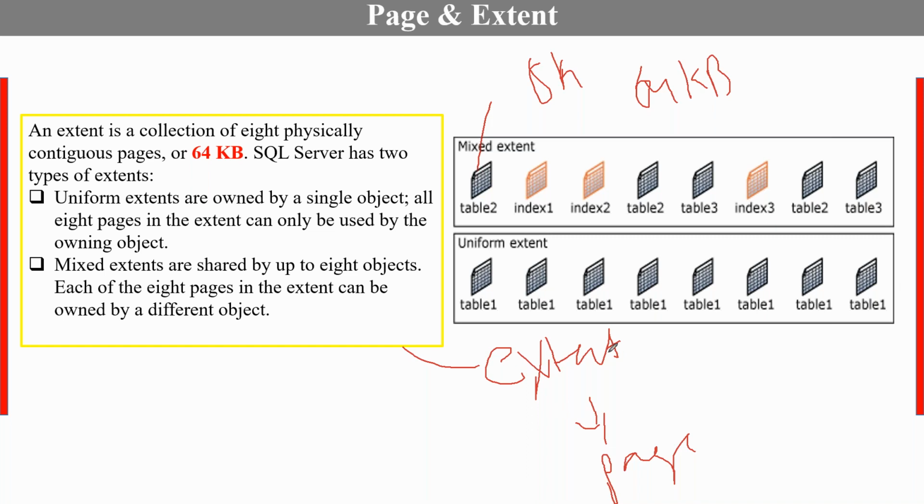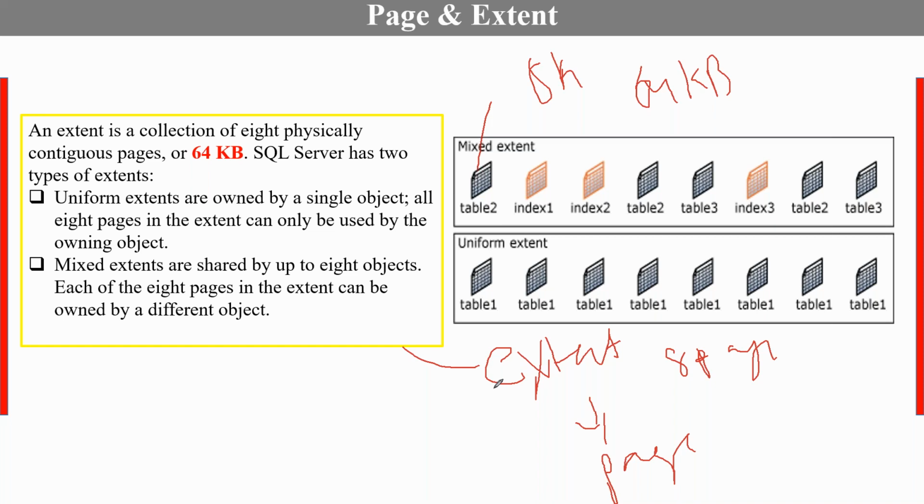So an extent contains 8 pages. 8 continuous data pages we call one extent. Each extent size is 64 kilobytes.